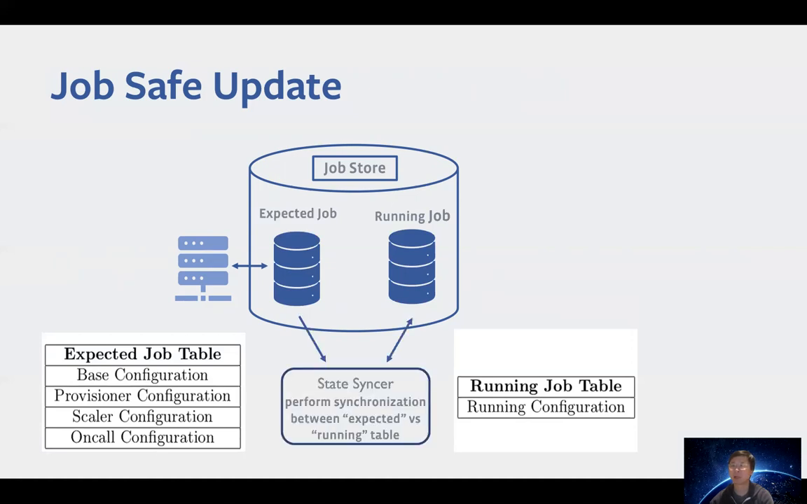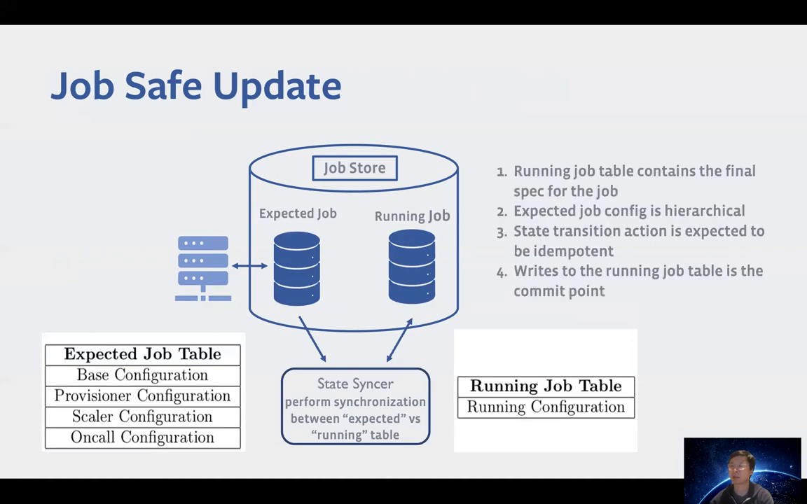Then we introduce a state sinker to reconcile the difference between the expected jobs and the running jobs. If the task count in the expected table doesn't match the running task count, the state sinker will perform the lengthy transition steps we mentioned earlier. When those transition steps are done, the state sinker will commit the new job config into the running job table. We also make sure the transition steps are idempotent, and the final write to the job table is the commit point.